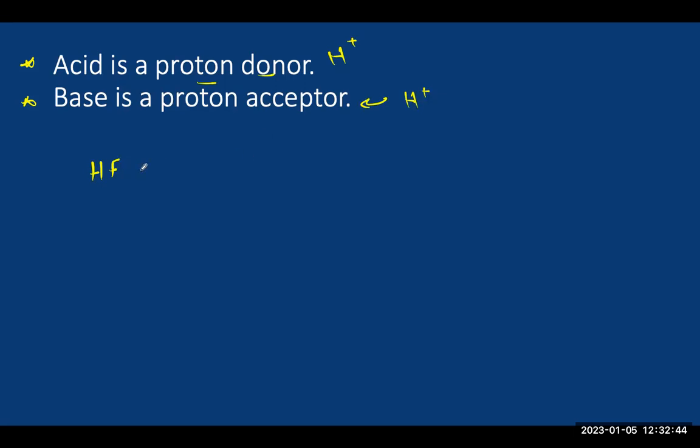Most of the time we will write it with H2O, so HF plus H2O. For this equation, we will have the products like this. Now from the equation, we need to check which one took the hydrogen and which one donates the hydrogen. HF changes from HF to F minus. It means this one lost the hydrogen, so this is the one who donates the hydrogen.